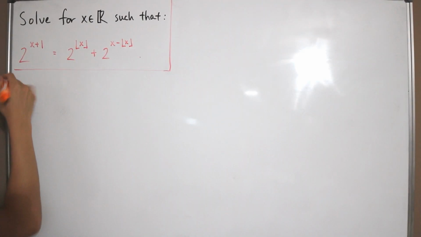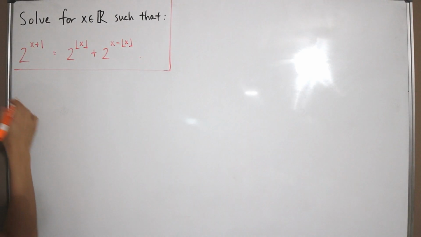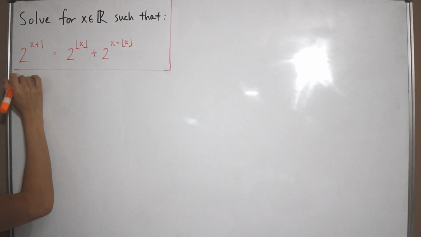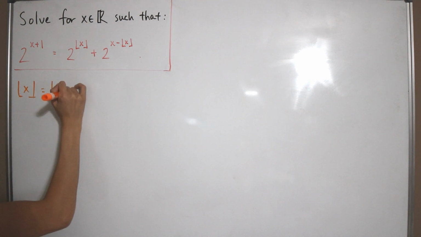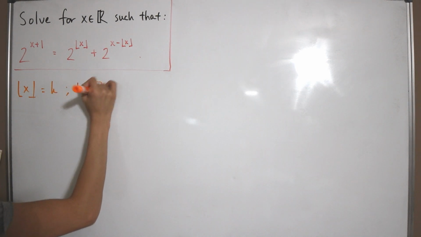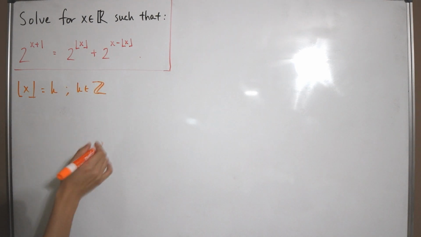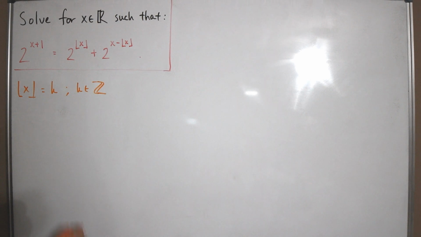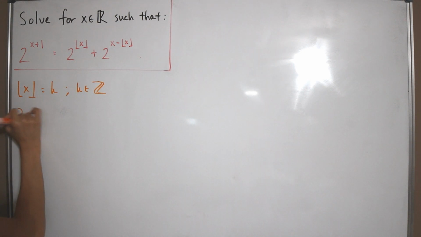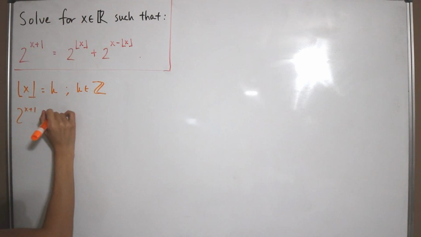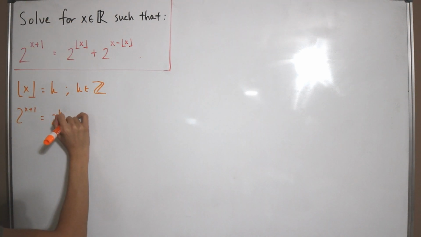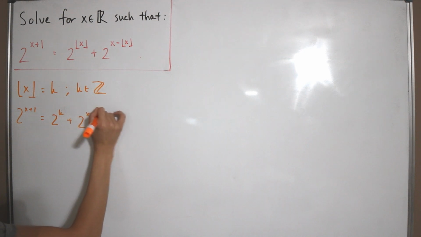So by definition, I'll say this again, many times I'll repeat this. Suppose we let the floor of x equal k, such that k is an integer. Utilizing that definition, let's first say that 2 to the power x plus 1 is equal to, replacing the floor of x with k, 2 to the power k, and add this with 2 to the power x minus k.